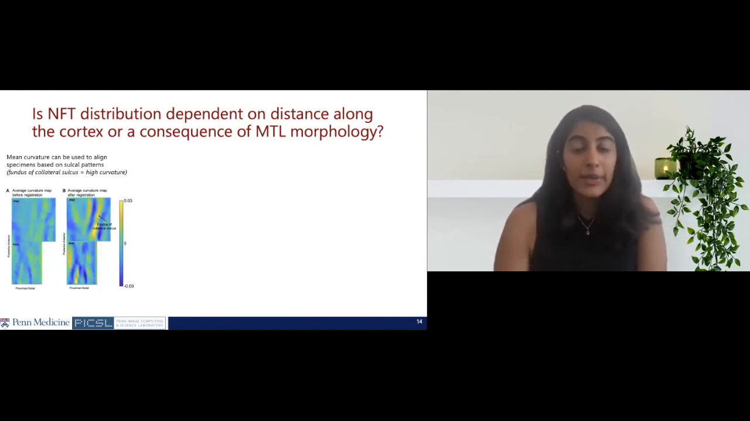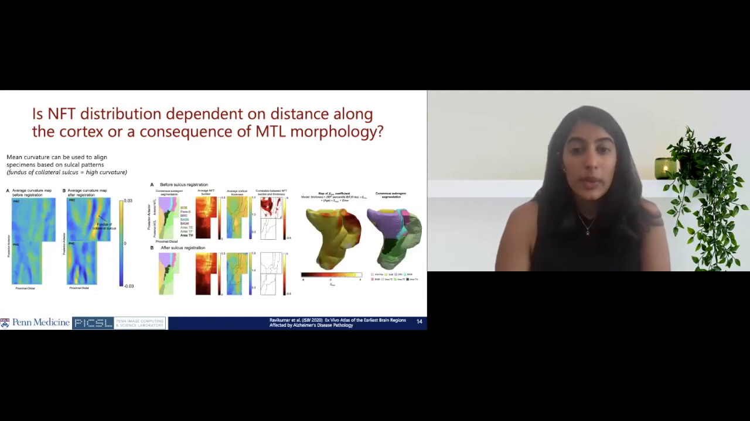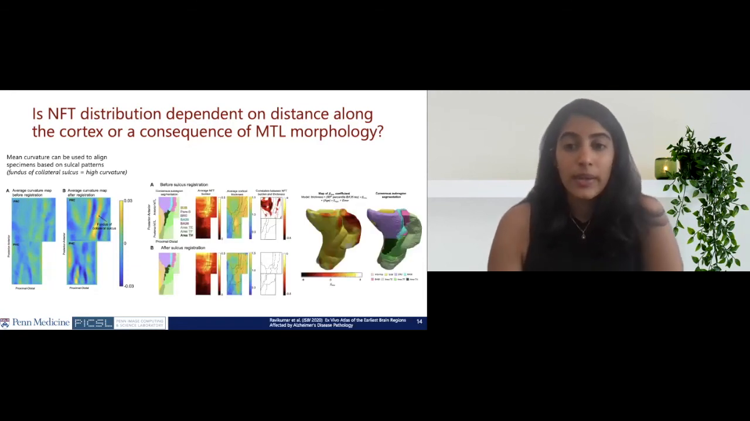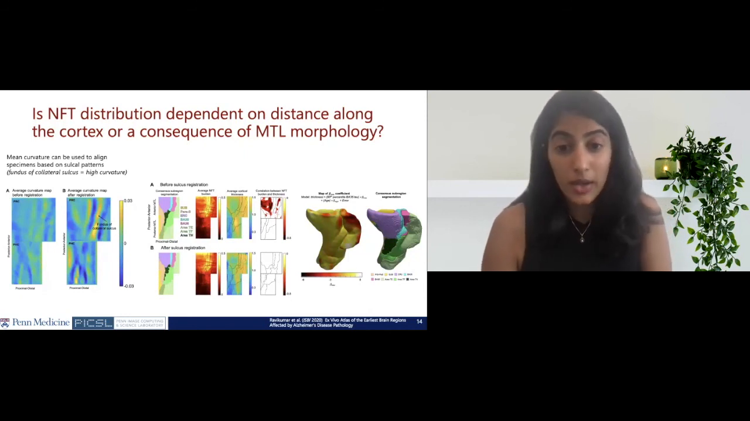Mean curvature can be used to align specimens based on sulcal patterns, since the fundus of the collateral sulcus can be observed as a region of high curvature in these maps. This is analogous to free surfer in vivo surface-based registration methods. Smooth groupwise intensity-based registration was used to align curvature maps across subjects. We then repeated the pointwise thickness analyses following sulcus-based registration and found no significant correlation between thickness and NFT pathology.